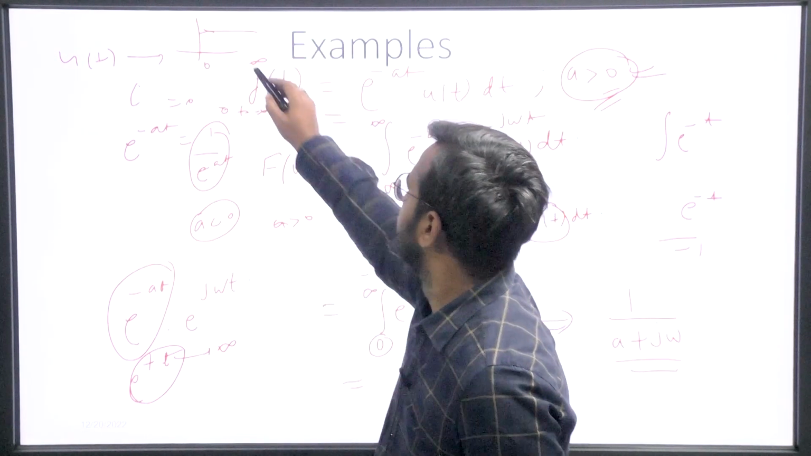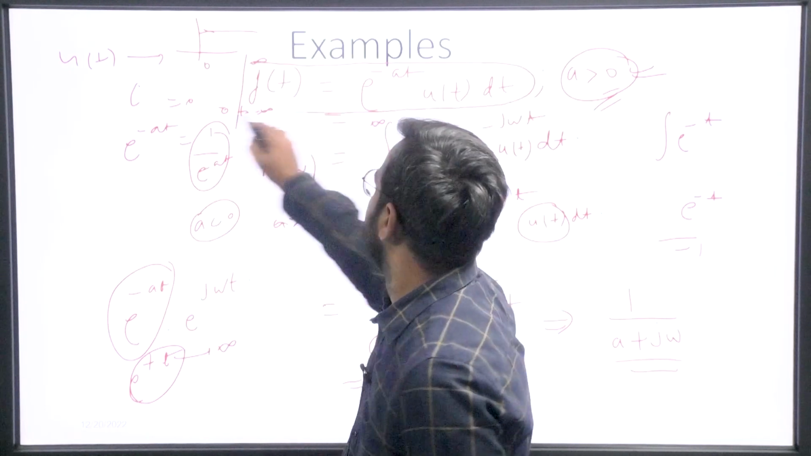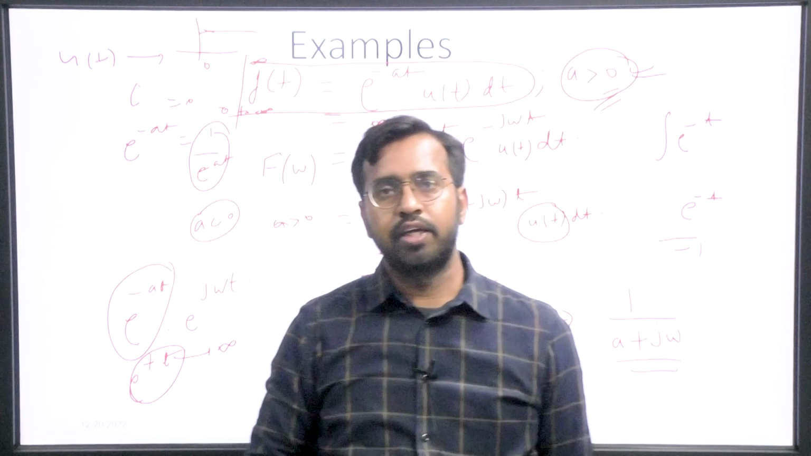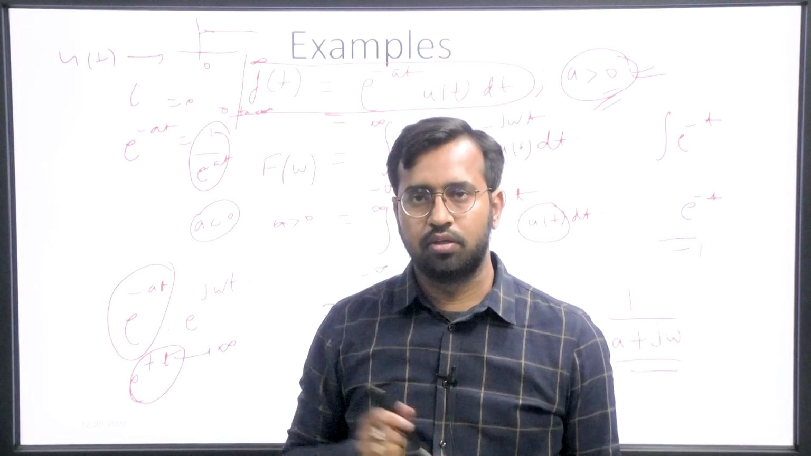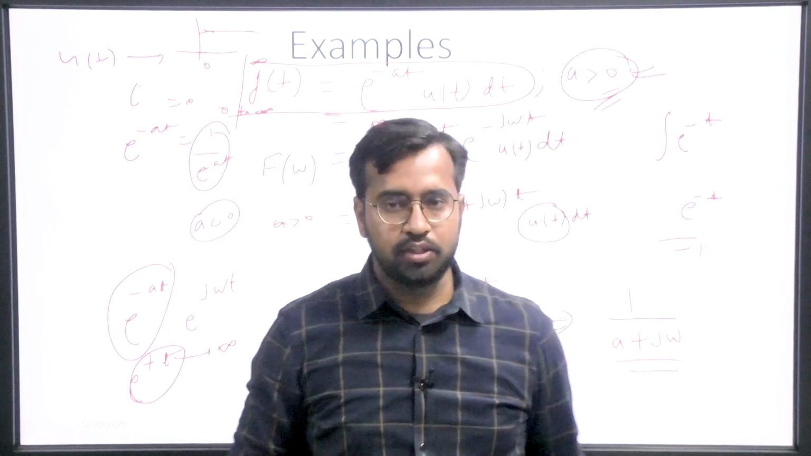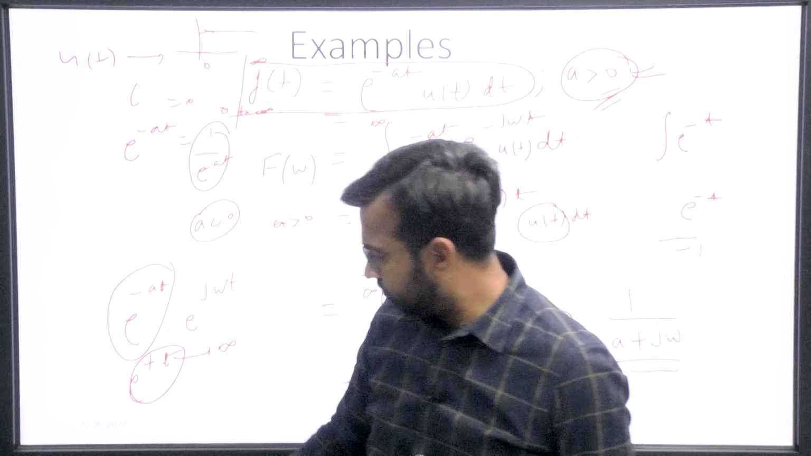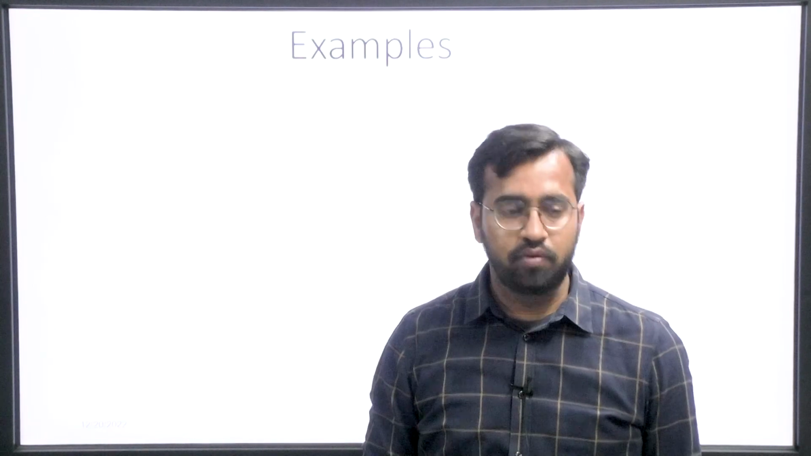So, always remember the Fourier transform of e to the power minus a t u(t) gives us, for the condition a greater than 0, 1 upon a plus j omega. Okay. Now see the next one. Now we will see the next question.